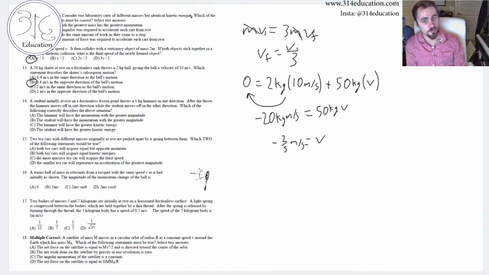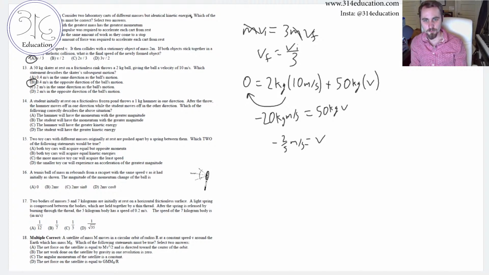14, we've got a student initially at rest on a frictionless frozen pond. Okay, so this is the same problem again. Oh, but this is now a qualitative description. So which of the following correctly describes it? While the student moves off in the other direction, the hammer will have the momentum with the greater magnitude. That's not going to be true. The hammer will have the same magnitude. The student will have the momentum with greater magnitude. Also not true.